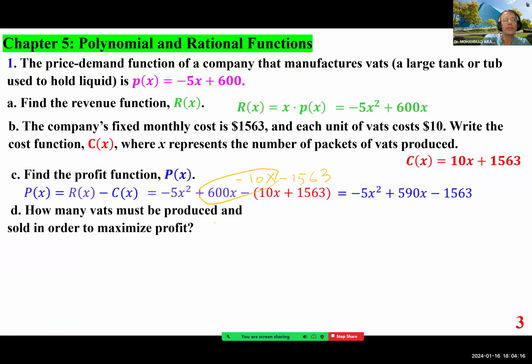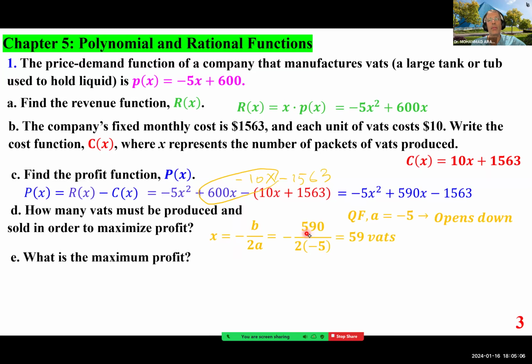How many bits must be produced and sold in order to maximize profit? So what do we notice? We notice this is a quadratic function, where a is negative 5. The a is negative. What does it mean? It's a parabola that opens down. When the parabola opens down, then the maximum occurs at its vertex, x equals minus b over 2a, where a is negative 5, b is 590. So minus b, which is 590, over 2 times a, which is negative 5, and we end up with 59.